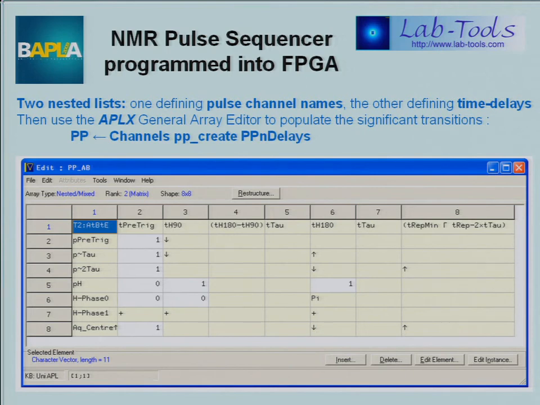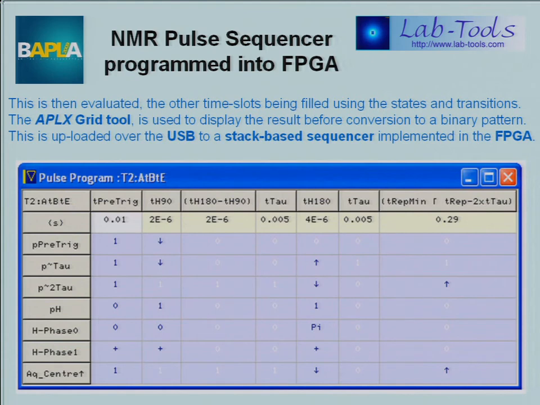table using APLX. It's a general array editor, and this sequence is defined by an initial state for all the items, values which last for one time slot, and transitions which cause transitions in the default state. This is the structure that I decided was the easiest way to write a pulse program. And after a bit more translation, you end up with something. I don't know if you can see the white letters there from the back. Maybe you might be able to see them.